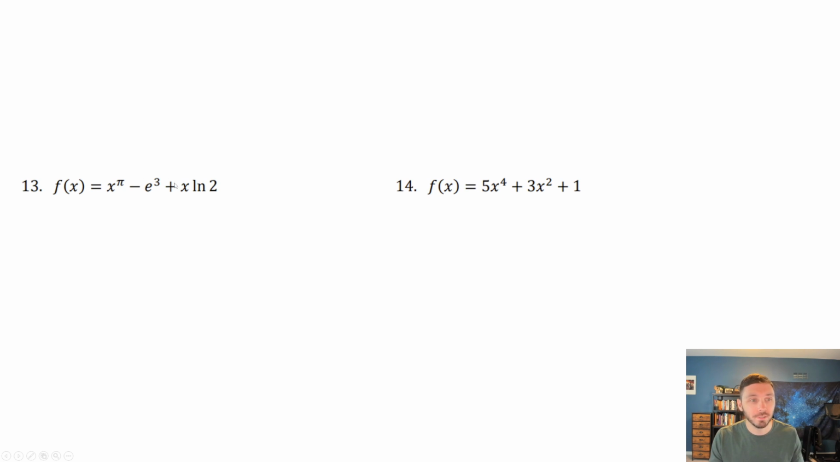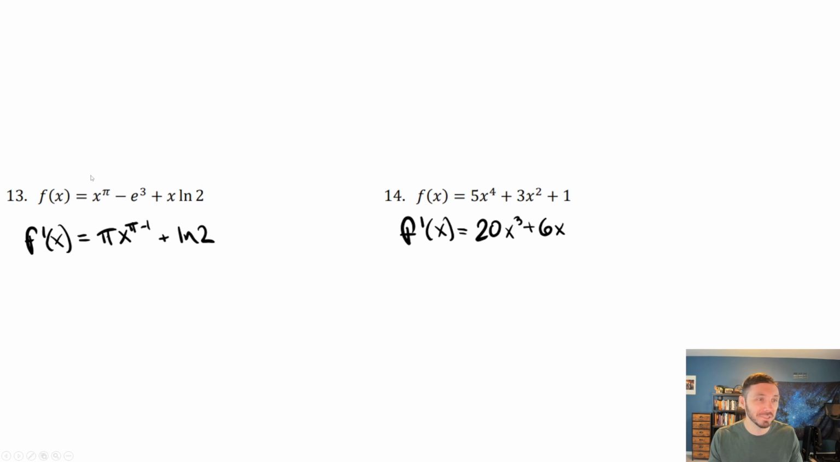Okay, last little round. This one looks a little funky, and then let's end on a lighter note. 3, 2, 1. Okay, this one looks weird, but pi is just a number. You just bring that pi as a coefficient, and then pi minus 1 is just pi minus 1. E to the third, careful. Do not say that this is 3e squared.